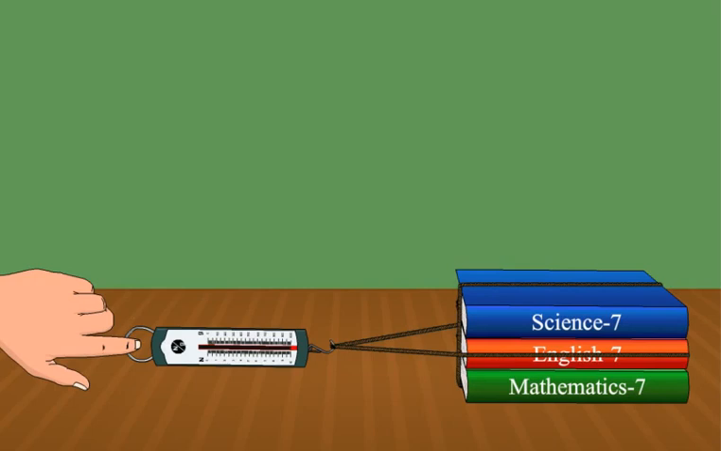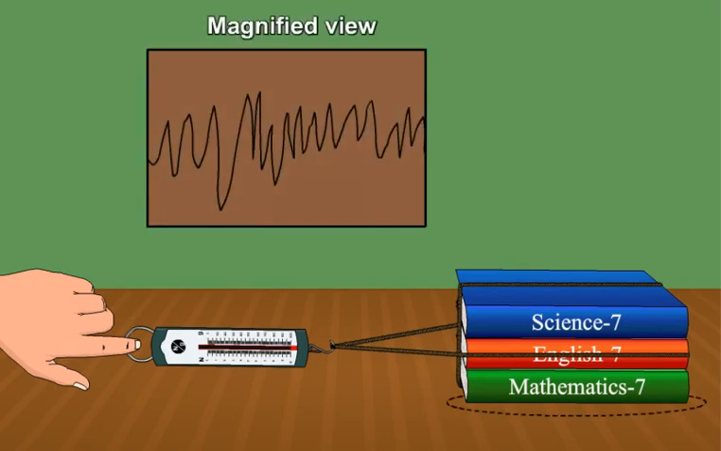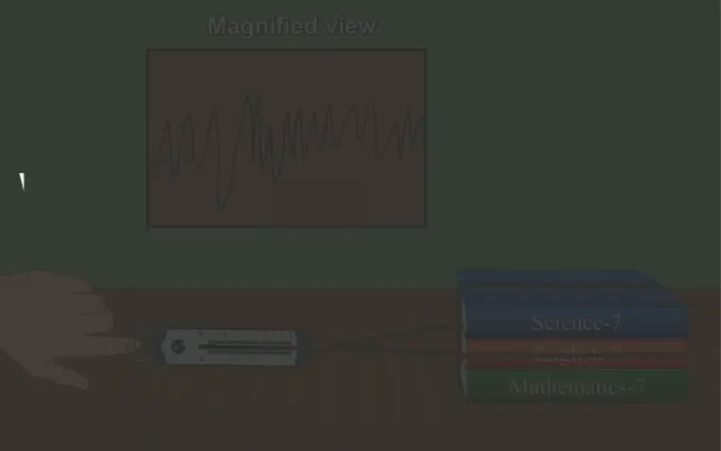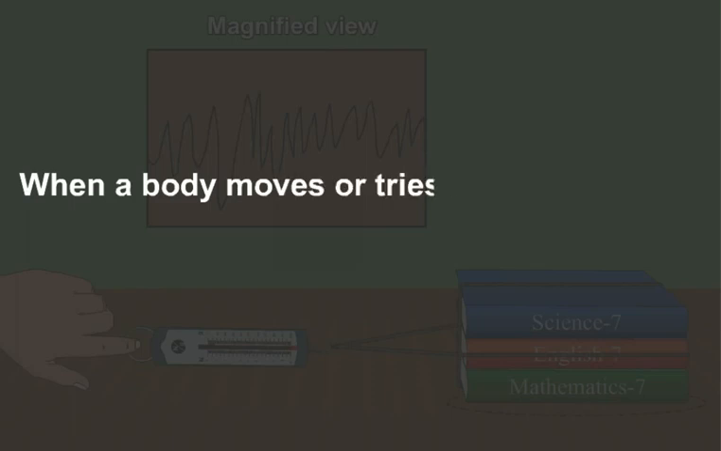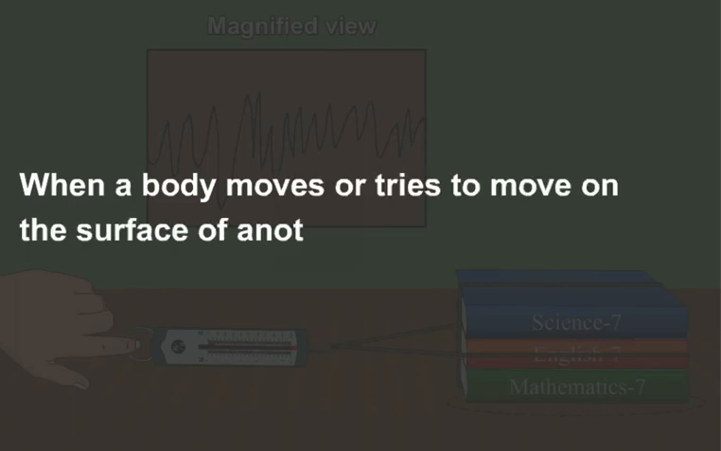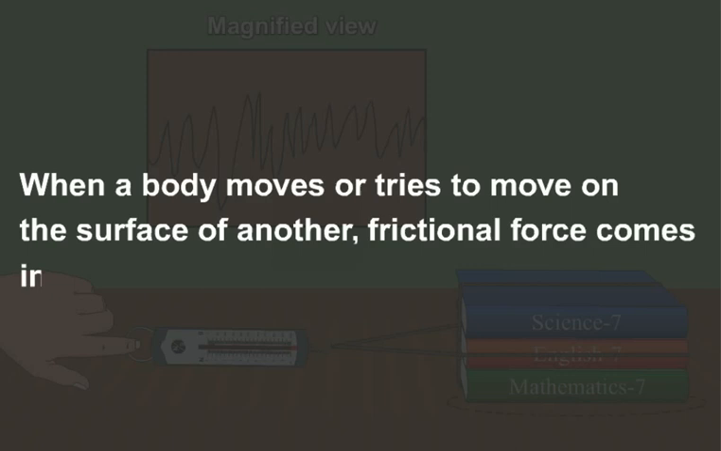When two solid bodies are in contact with each other, the projections of one fit into the depressions of the other. This gives rise to frictional force. Thus, when a body moves or tries to move on the surface of another, frictional force comes into existence.